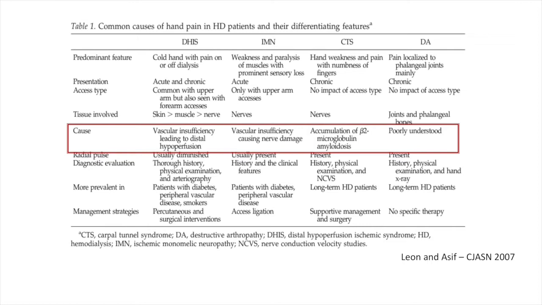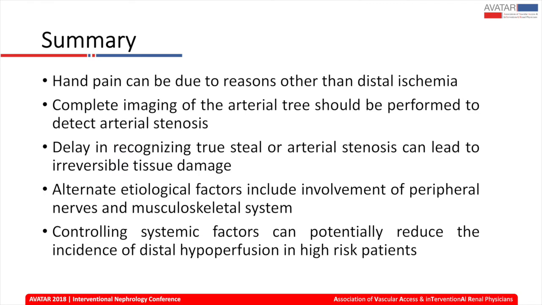So overall, rather than calling hand pain Steal syndrome, one should call it a distal hypoperfusion ischemic syndrome, which is mainly a vascular insufficiency, which could be either because of arterial stenosis, arterial calcification, or true Steal syndrome. I did not go into the details of ischemic monomelic neuropathy. This is a fairly acute process where the hand pain starts within a very short period after the anastomosis has been created, and this is believed to be secondary to ischemia of the nerves, and generally this has to be treated right away with access ligation to preserve distal perfusion as well as function of the distal extremity. And then arthropathy is essentially if there are small joints of the hand that are involved, those can be treated. That's not a vascular etiology, and neither is carpal tunnel syndrome related to deposition of dialysis amyloidosis.